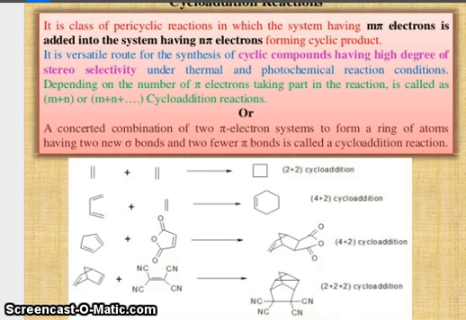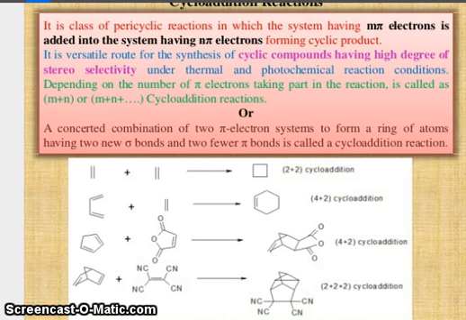Now, cycloaddition reaction. It is a class of pericyclic reaction in which the system having m pi electrons is added to the system having n pi electrons, forming cyclic products. It is versatile, good for the synthesis of cyclic compounds having a high degree of stereoselectivity under thermal and photochemical reaction conditions. Depending on the number of pi electrons taking part in the reaction, it is called M plus N cycloaddition reactions.